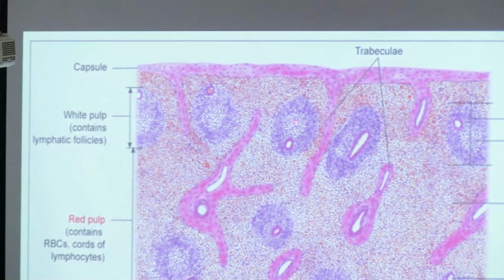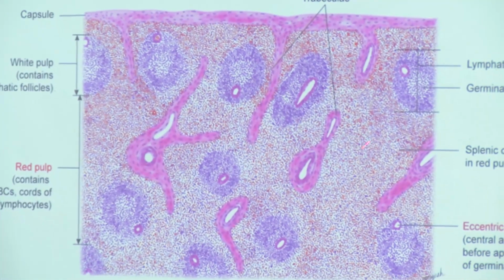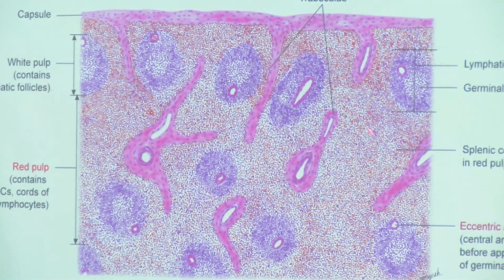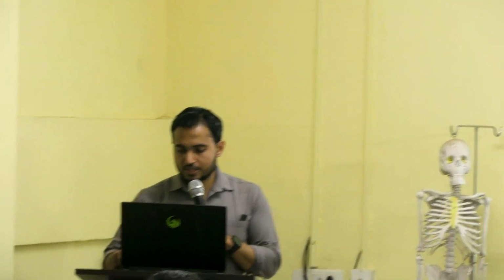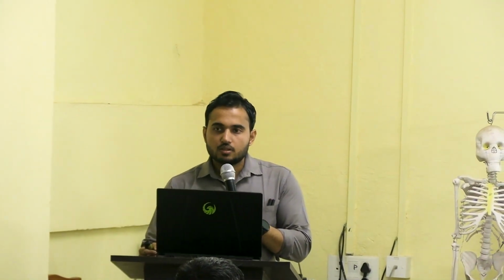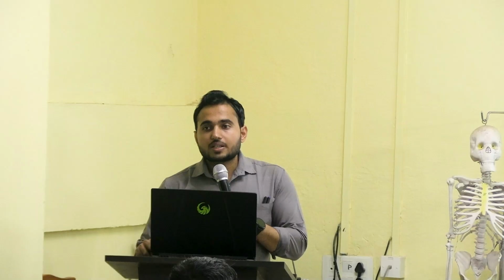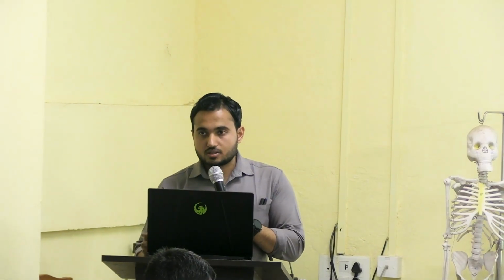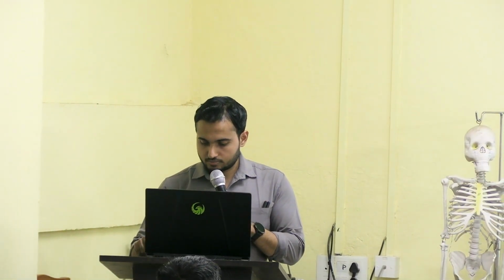Next, after that, see this is the red pulp. Now in the red pulp, what do you have to see? As I have mentioned earlier, first of all, what is the appearance? It is eosinophilic. Then two things are present: the cords of Billroth and the splenic sinusoids.